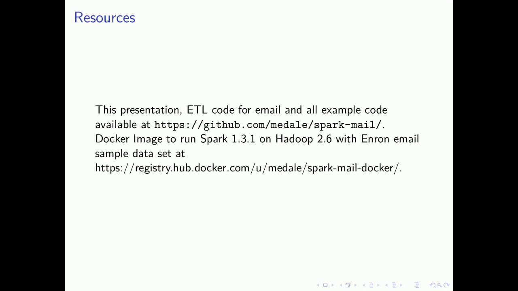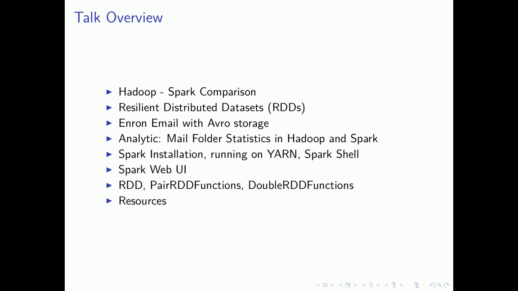All the code and everything for it is on GitHub. The presentation is on GitHub. So you can get the Spark mail code there. If you're interested in actually running Spark, just to try it out, kick the tires, I put together a little Docker image, built on somebody else's Docker image that has Hadoop 2.6 on it, and just put Spark on top of it, and a subset of the Enron email data set, so you can play around with that, try it out, see how you like it.